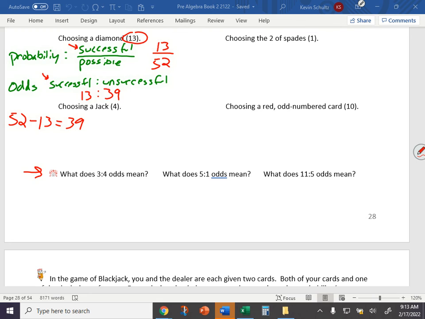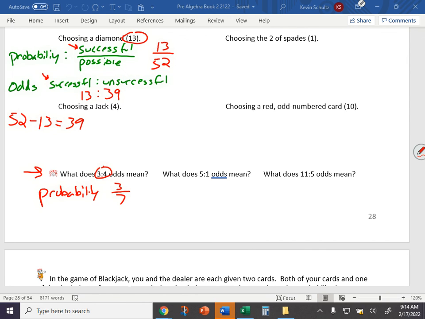Sure. You can tell me there's 3 good, there's 4 bad. You can tell me the probability. If the odds are 3 to 4, the probability is 3 out of 7, right? Because you add those two parts together to get the whole. What does it mean to you? Is it likely to happen? Is it unlikely to happen? 3 to 7 would fall under unlikely to happen because it's less than 50%. There are fewer successful outcomes than unsuccessful outcomes.